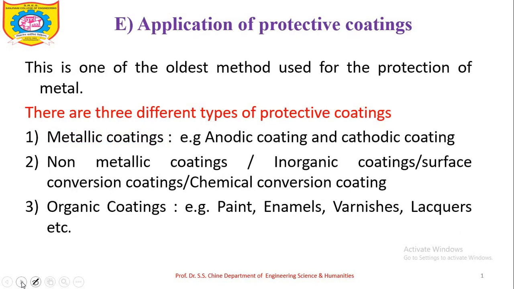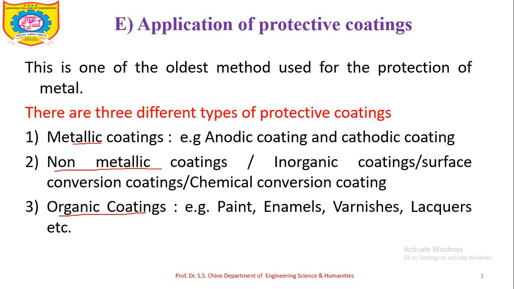Actually, this application of protective coating method is one of the oldest methods which is used for the protection of metal. But these protective coatings are classified into three types. First one is metallic coating, second is non-metallic, and third one is organic coating. So in metallic coatings, there are two types, anodic and cathodic coating. So metals are used for the coating purpose.